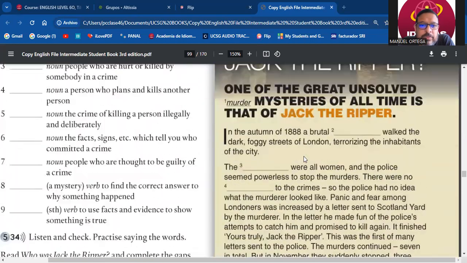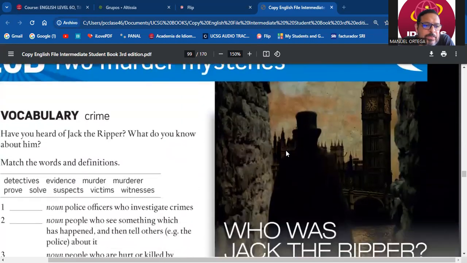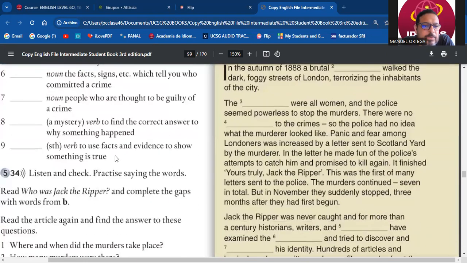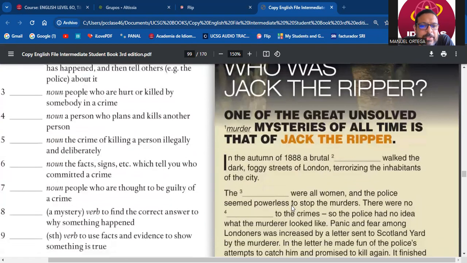The words you're going to complete are the ones that we have here on the left: detectives, evidence, murderer, proof, solve, suspects, victims, and witnesses. Yep. So with those, we are going to complete these spaces.